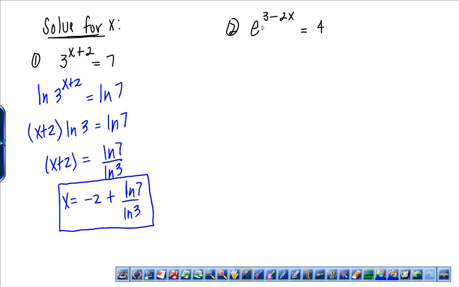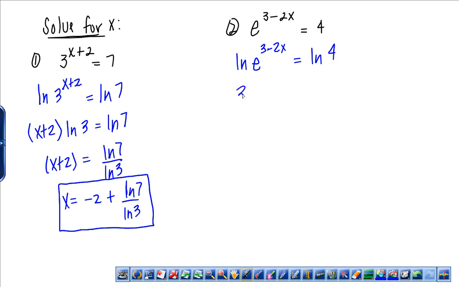Again, you have e raised to an exponent, so I'm going to natural log both sides. So natural log of e raised to the 3 minus 2x is equal to natural log of 4. Again, my exponent comes down to the front.